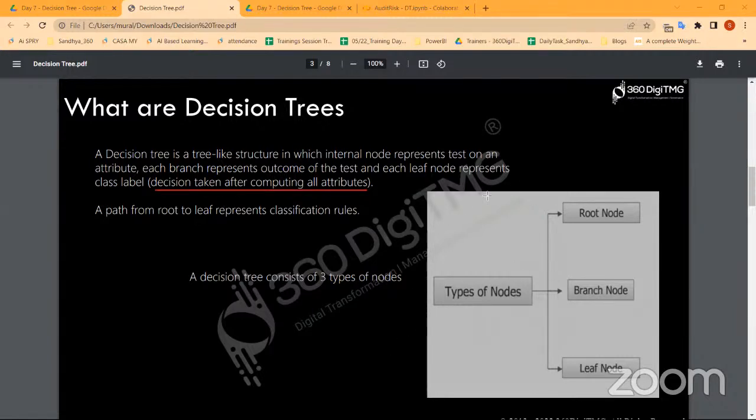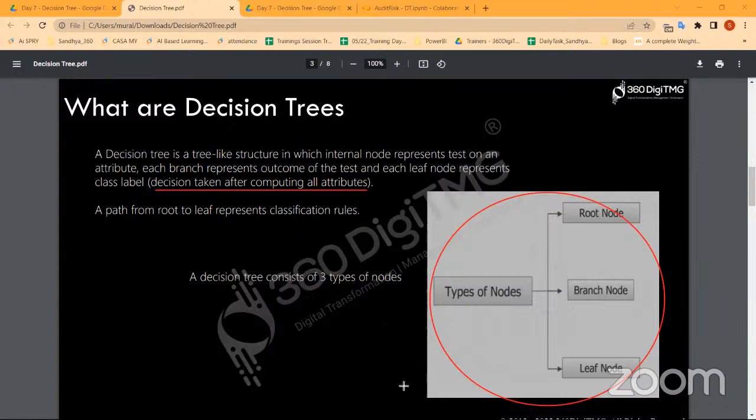As you can see in the image, we have different terms, like types of nodes: root node, branch node, leaf node. Try to imagine a tree, friends. It has roots, the starting point, and also branches, and finally the leaves. At the leaves, the tree will end. It is not expanding further. Similarly, where the tree is starting, we call it the root node.